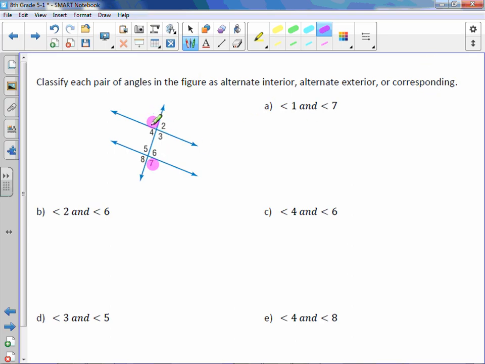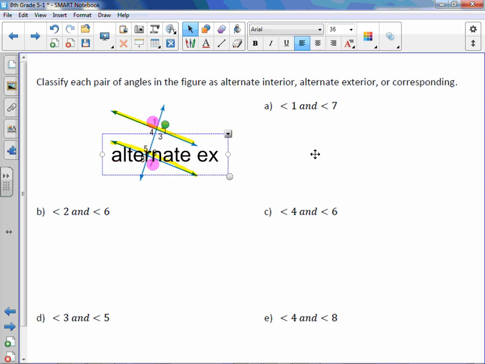Now, they're both on the outside of my parallel lines, and I'll highlight those parallel lines for you. So angle 1 and angle 7 are both on the outside. They are also on alternating sides of the transversal. Therefore, we call these alternate exterior.